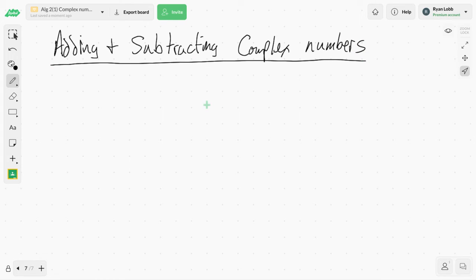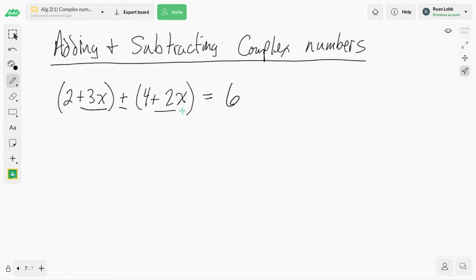Now, before we get into adding and subtracting complex numbers, let's look at this. Don't write this part down. If I said take 2 plus 3x plus 4 plus 2x, what would you do here? You would just read across and go, oh, that's 2 plus 4. You add the real numbers there. You had 2 and 4. 2 plus 4 is 6. And then you have positive 3x plus positive 2x, which is 5x.